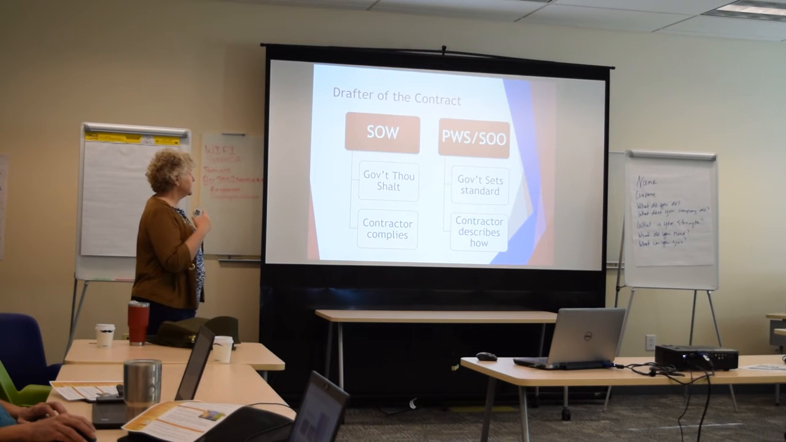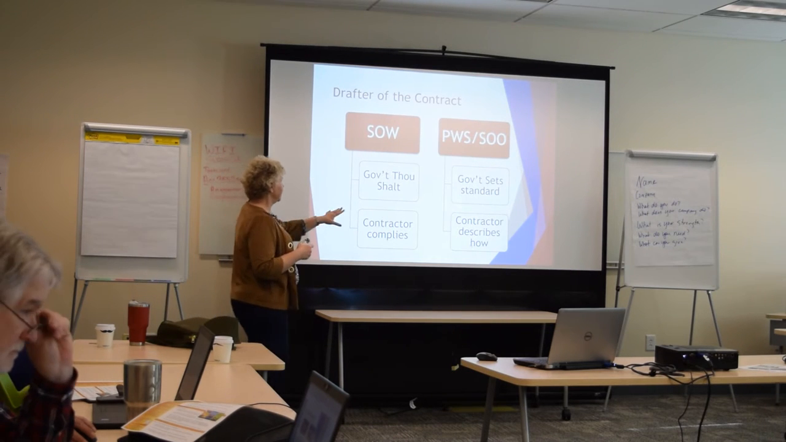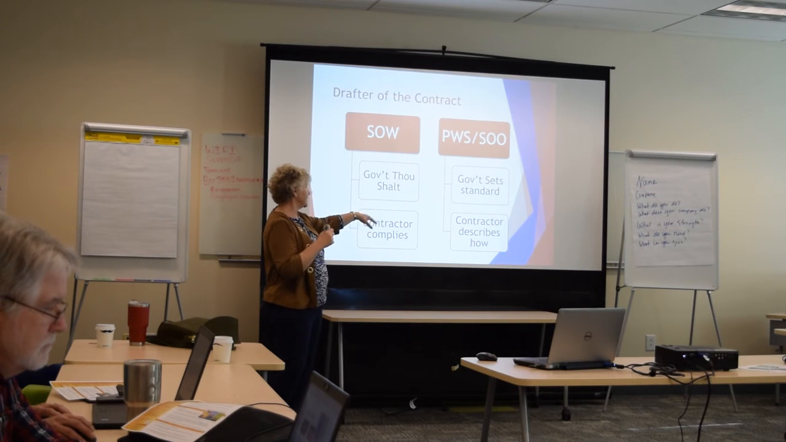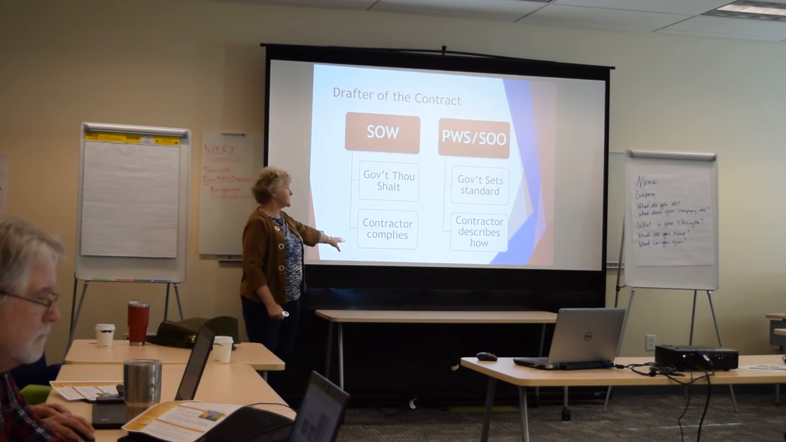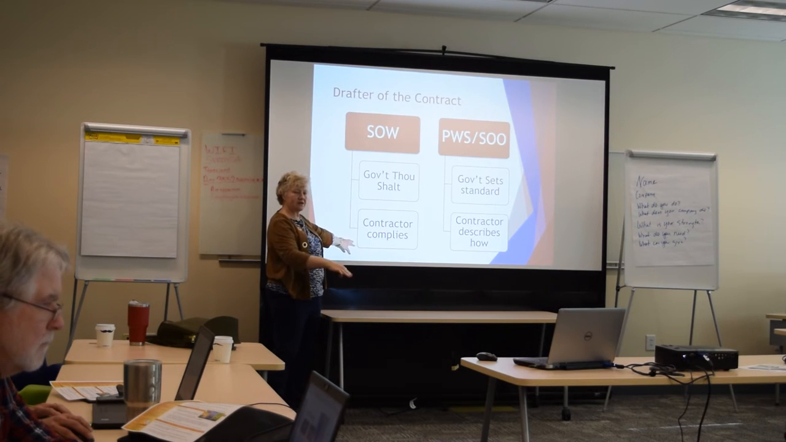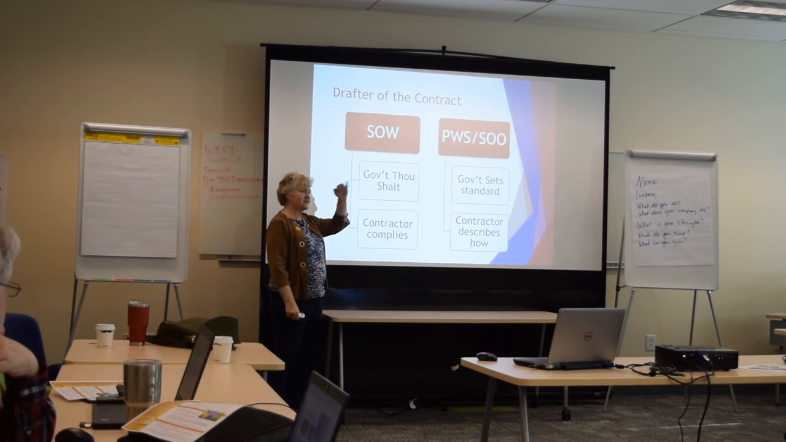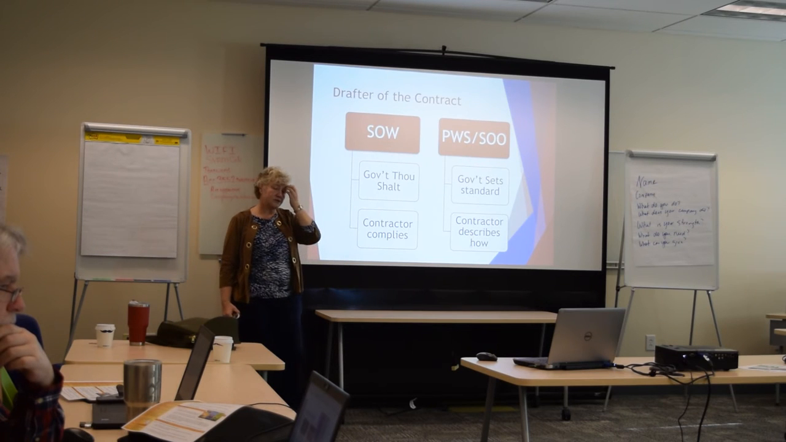In the case of a statement of work or a performance work statement, the government just sets standards. Remember we talked about, you know, 60 lumens, and the contractor describes how. So in this case, it's almost like a true-false test, right? The government says this requirement, we say yes or no, we're going to meet it. Over here, it's more like an essay exam. The government sets the standard, and then you have a blank page to figure out what your solution is.